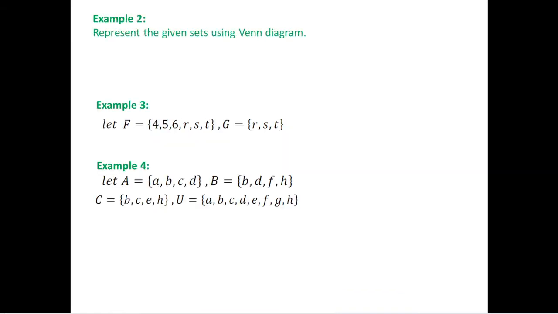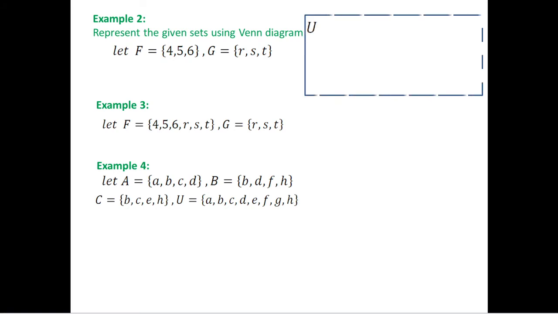All right, example 2. Represent the given sets using the Venn diagram. Let set F be the set with numbers 4, 5, and 6, and set G with letters R, S, and T. To represent these two sets, okay, let's draw our rectangle which represents our universal set. First, let's draw a circle to represent our set F, and we draw another circle to represent G.